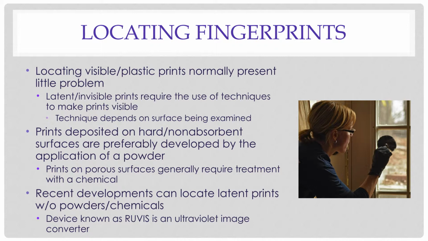There have been recent developments that can locate latent prints without powders or chemicals. It's a device known as RUVIS, Reflected Ultraviolet Imaging System, and basically it uses ultraviolet light that reflects back into a viewer, and it can differentiate between the print and the background.